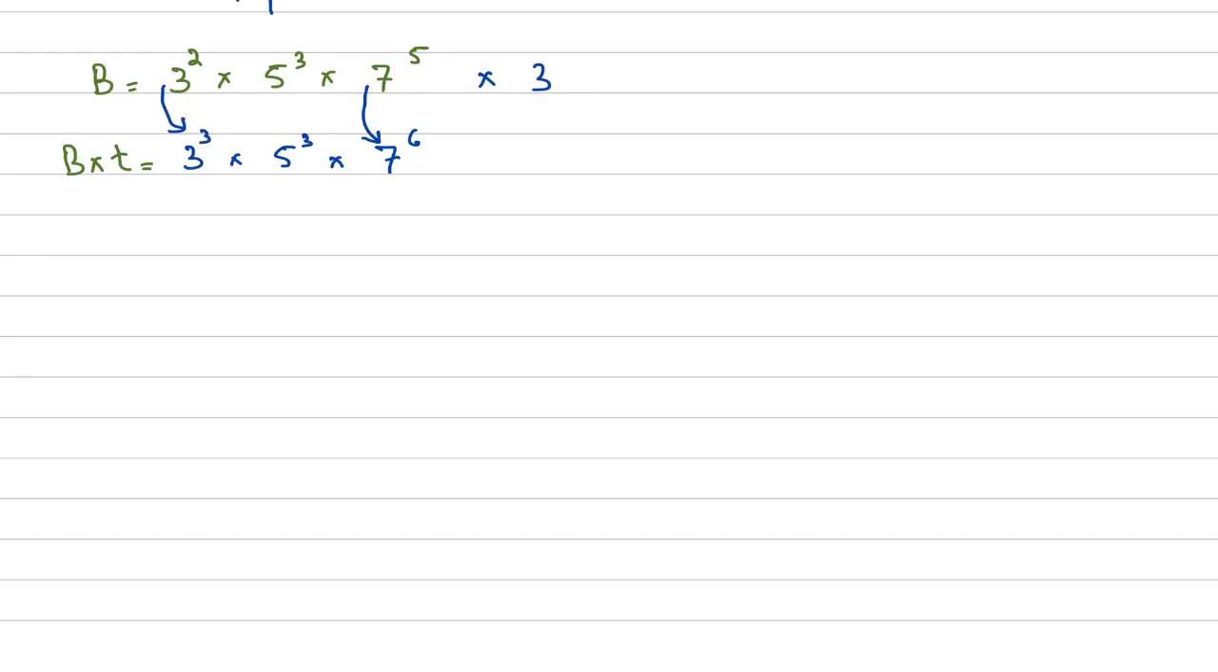7 power 5 needs to be increased to 7 power 6, so we can do that by multiplying it by 7. So what's the value of t equal to? The value of t is equal to 7 times 3, which is equal to 21. So this is how you can turn any number into a perfect cube.